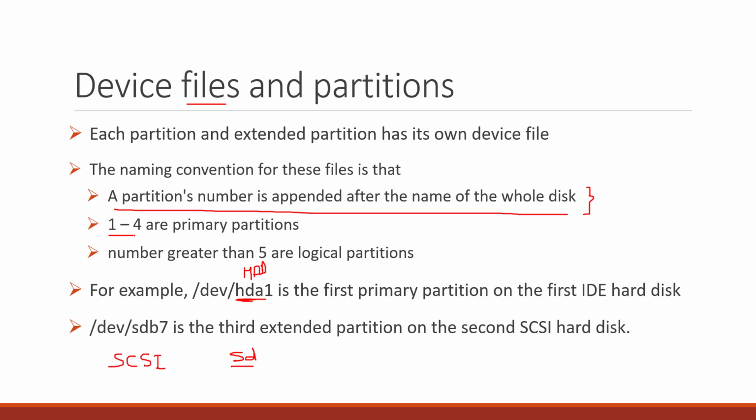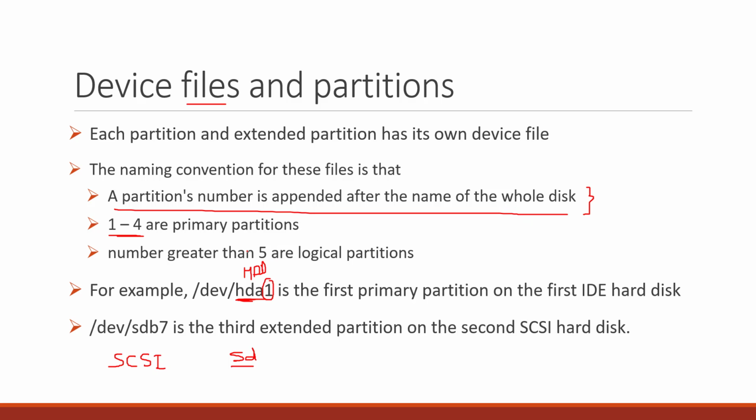Then 1 to 4 are primary partitions. So if you see 1 up till 4, then it means that this is a primary partition. We know there are 3 types of partitions: a primary partition, extended partition, and a logical partition. Well, extended and logical are somewhat similar, just that the logical partitions exist within an extended partition, right?